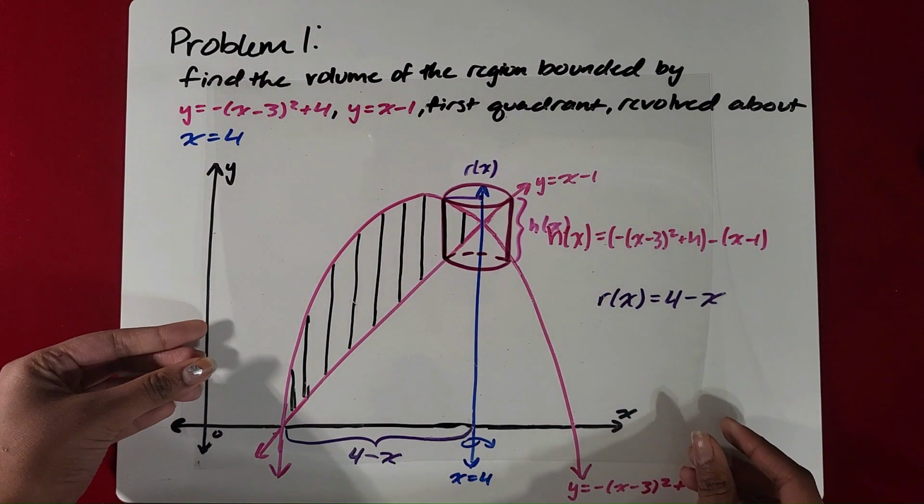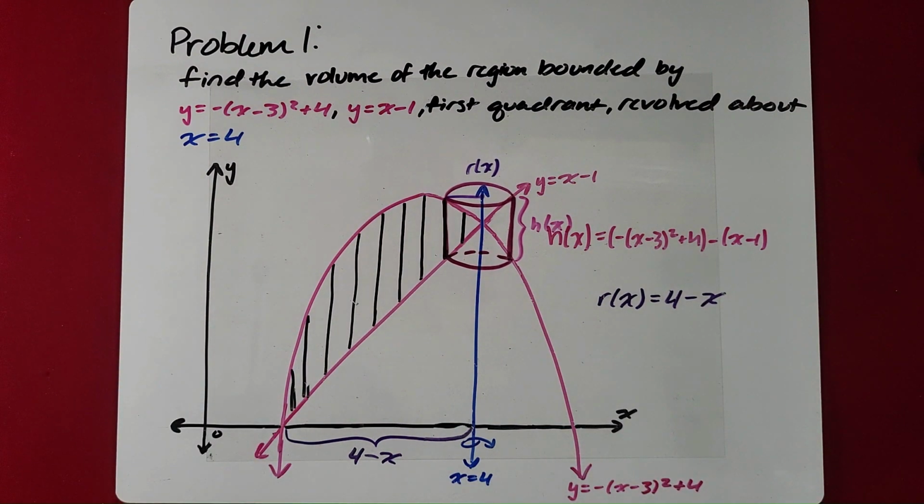Here is a visualization of one of the sections of the graph revolved about the line x equals 4. It creates a cylinder.